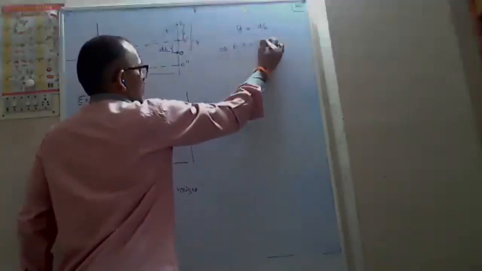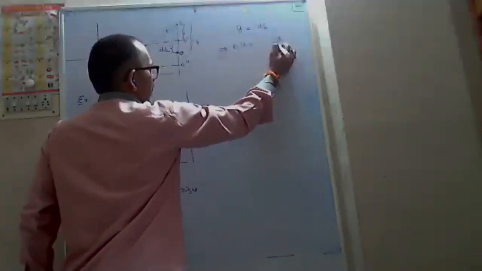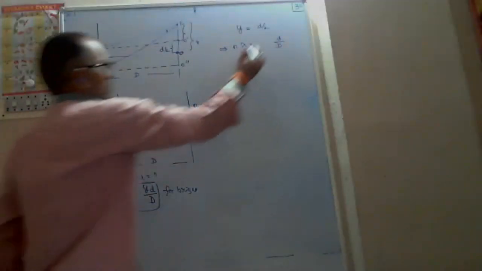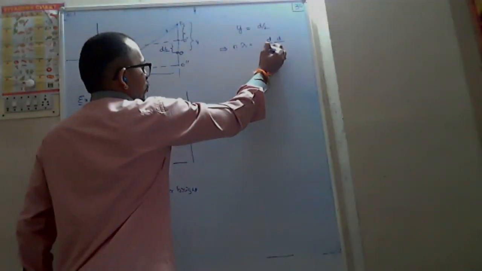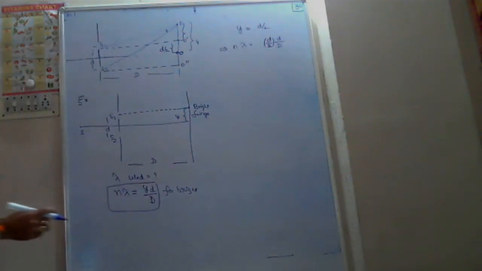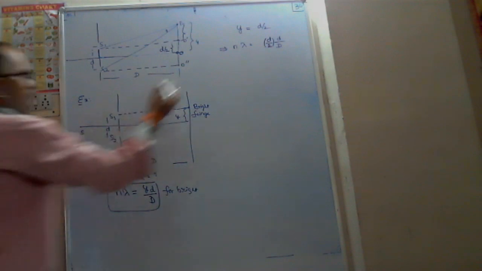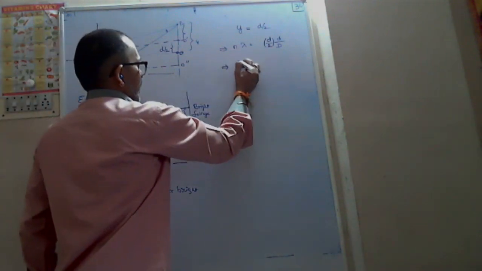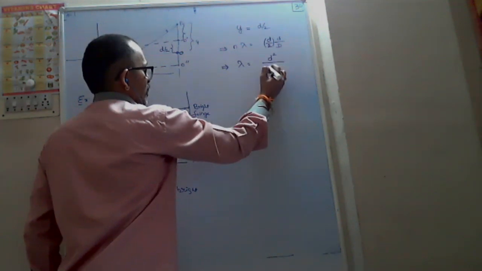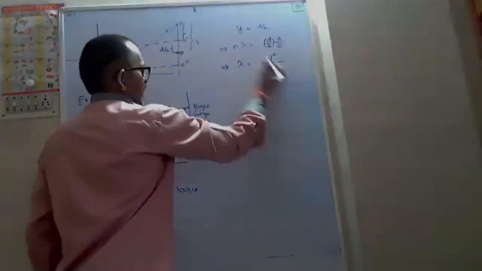n lambda is equal to y d by D. In place of y, you are substituting d by 2. This is y d by D. Therefore, lambda equals how much are you getting? Lambda is equal to d square by 2nD. So here, what is the wavelength used? He is asking.